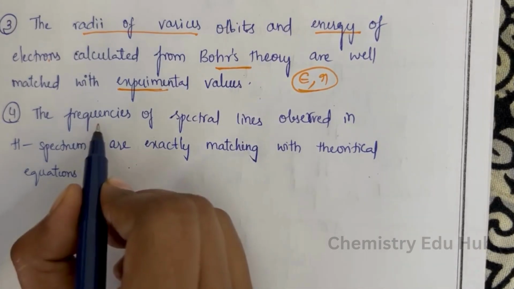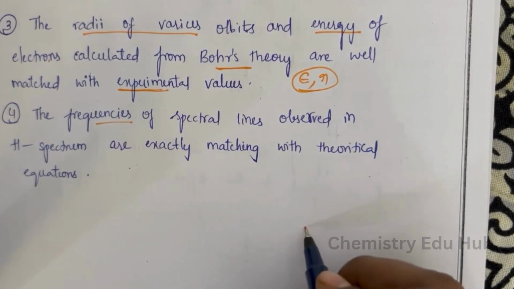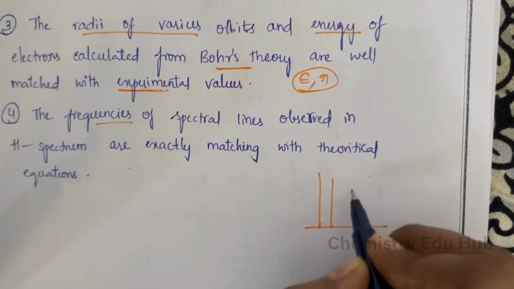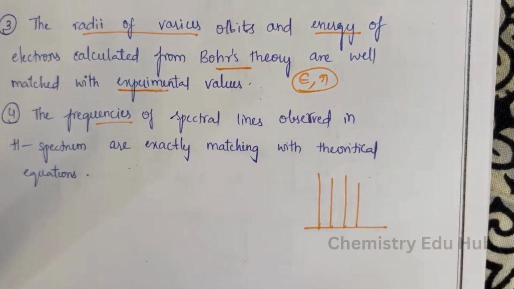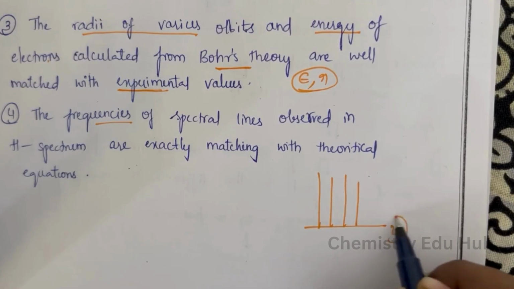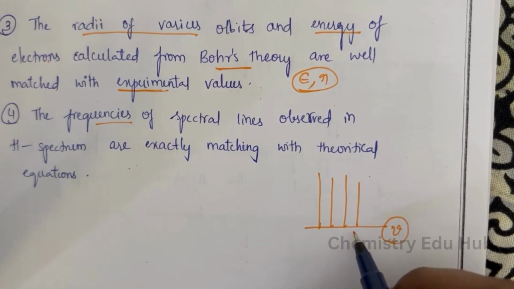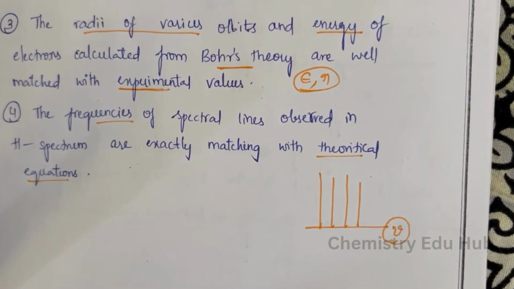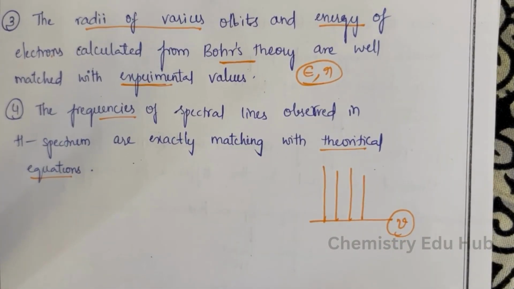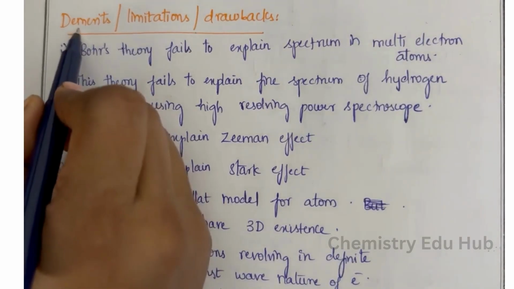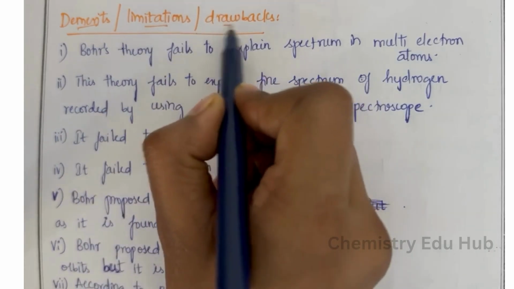And the frequency of spectral lines. So when the electrons are absorbed and emitted, we observe the spectrum in the form of a graph this way, and the frequencies or the values of these lines are in exact matching with the theoretical equations. So these are the four main merits of Bohr's theory. Let us talk about the demerits or limitations or drawbacks.